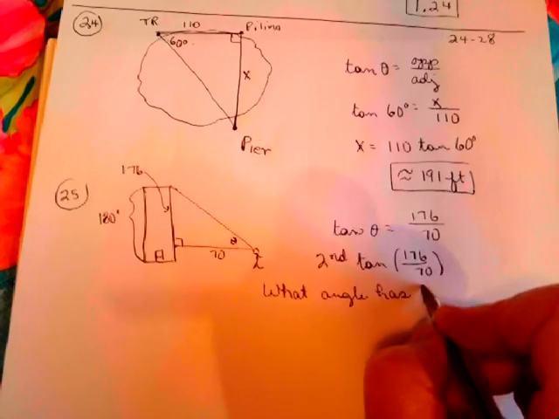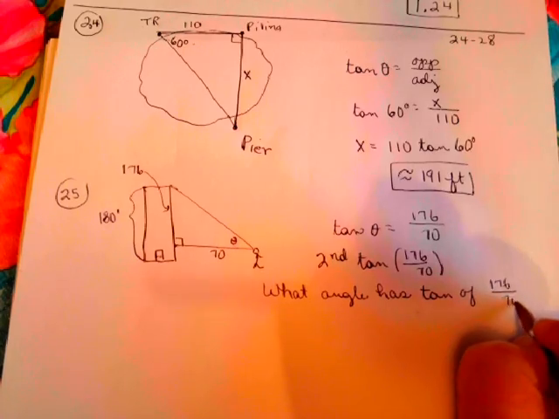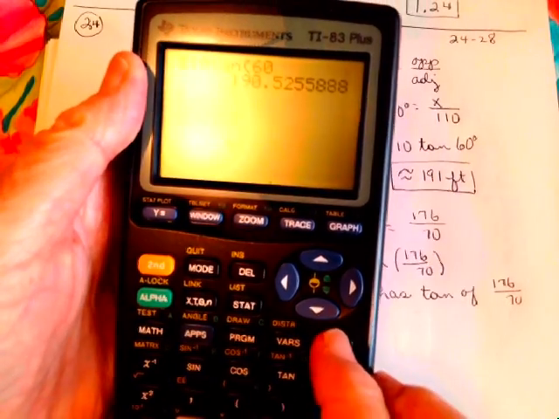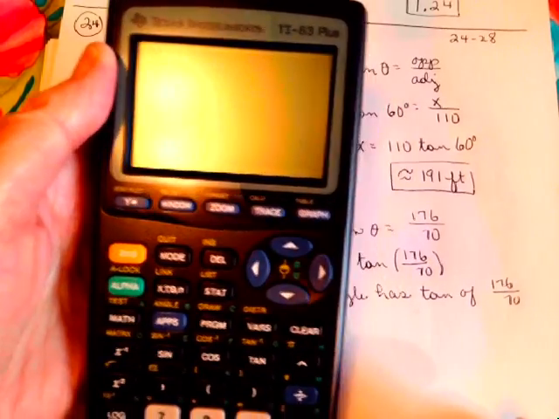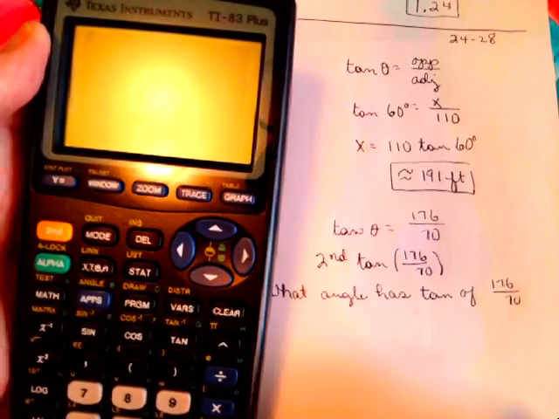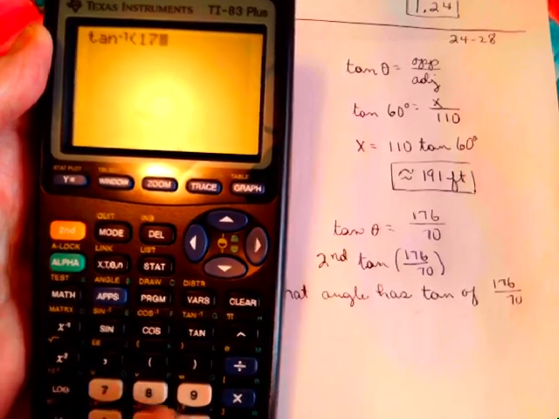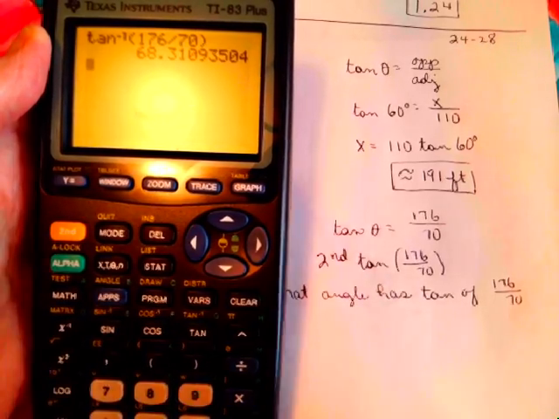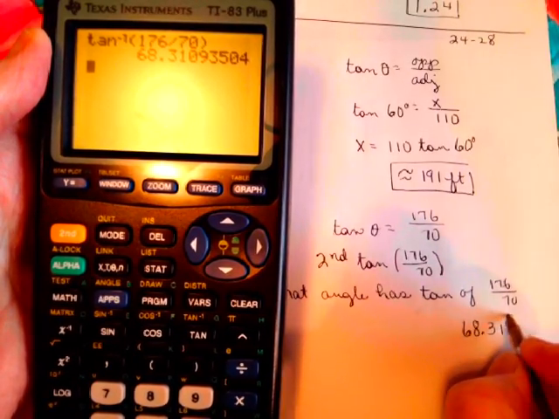has tangent of 176 over 70? They want this answer in degrees. Be sure that your calculator's in degrees before you do this. It's in degrees because that's what we left it in, but you check it every time. Now, second tangent, 176 divided by 70, close parentheses, you get 68.31. That angle is 68.31 degrees.